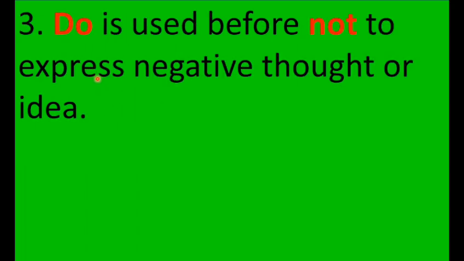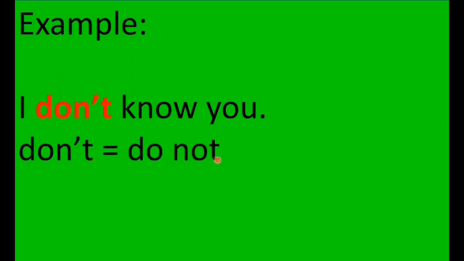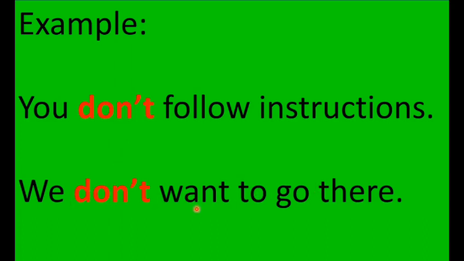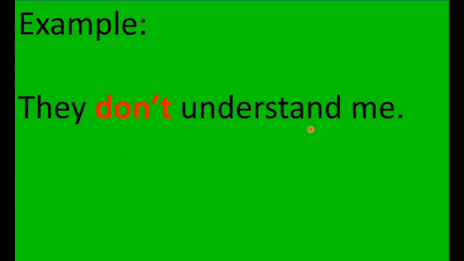Okay. Number three, do is used also before not to express negative thought or idea. Okay, example, I don't know you. Now here, don't is equivalent to do not. Don't is the contracted form of two words, do not. So don't and do not is just the same. Example, you don't follow instructions. We don't want to go there. And they don't understand me.